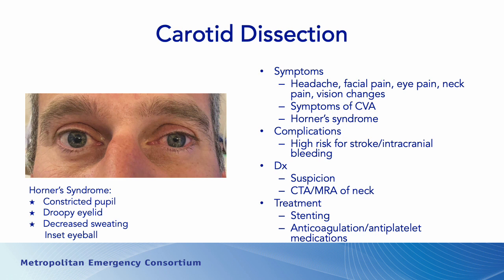So if you see a patient with some of the symptoms I mentioned, and you notice a Horner syndrome, carotid dissection is a concern. And again, it could also be a concern because of traumatic dissection like strangulation. Complications of carotid dissections are that they're high risk for stroke or bleeding, and you need to think about this whenever you're entertaining the thoughts of possible stroke. We diagnose this with either a CT angiogram or MR angiogram. Typically, in the emergency department, it's much easier to do a CT angiogram than an MRI. And the treatment is either stenting or anticoagulation.